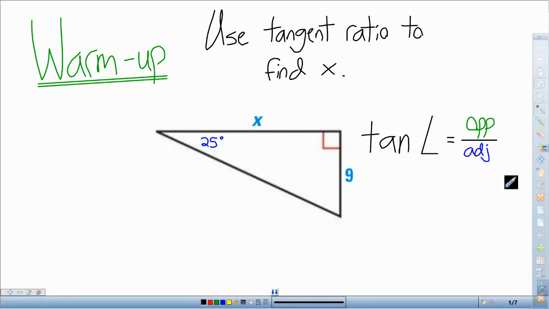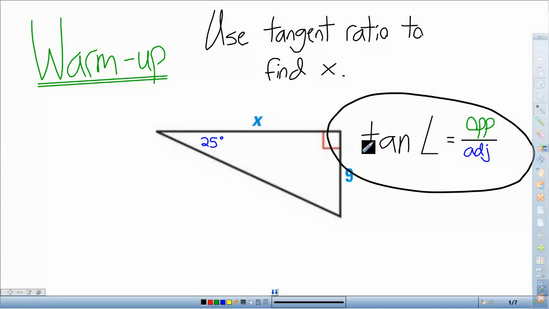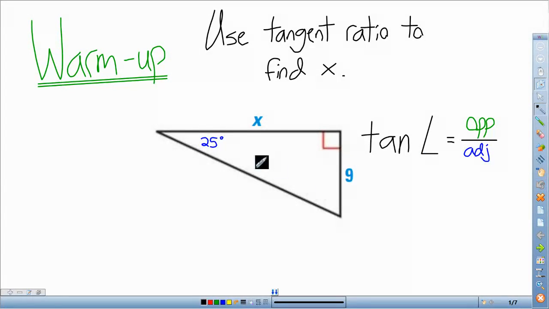All right. I already have the ratio written out here. Tangent of the angle equals opposite side over adjacent side. So go ahead and plug in those side lengths to the ratio and solve for x, and then we'll get going.